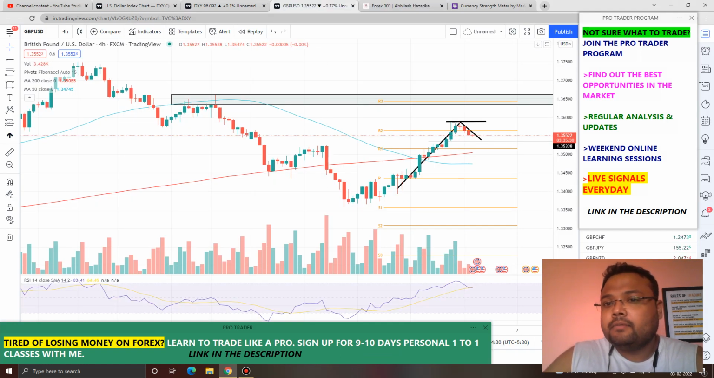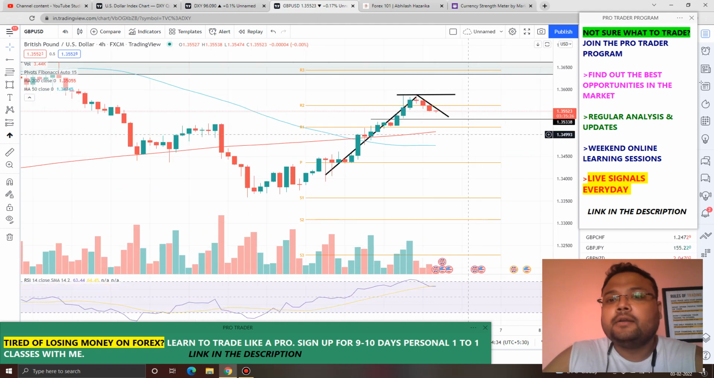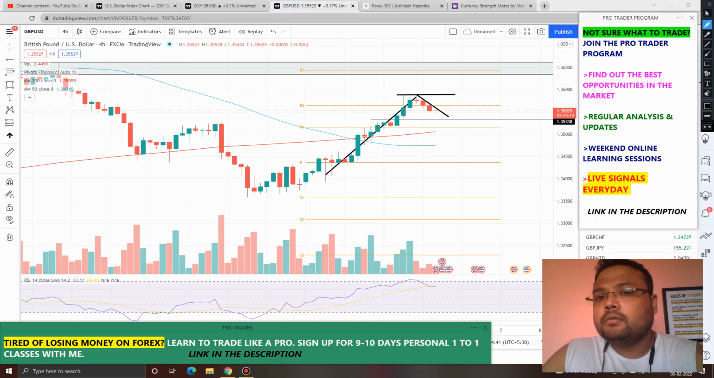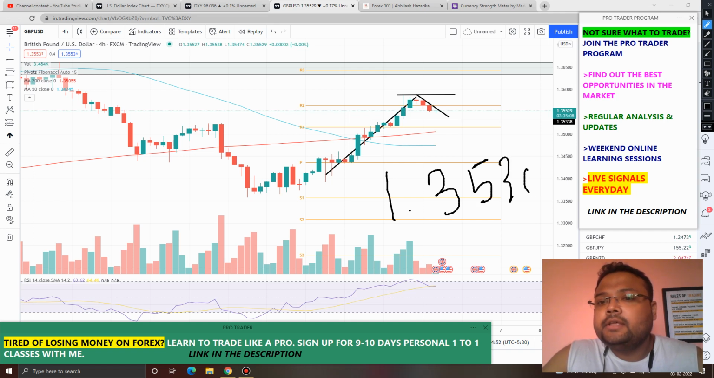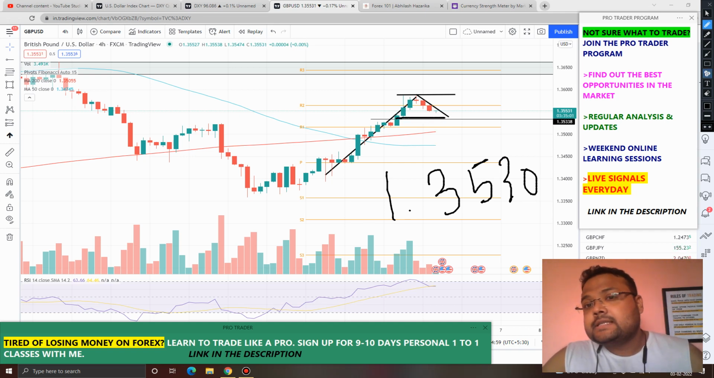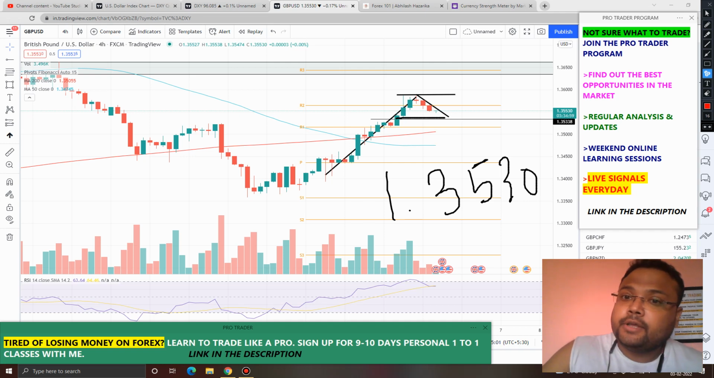Okay, as you can see, the market is trading at 1.3552. This is the current market price here, and it looks like a bullish flag pattern. You can see that after this run, there is some consolidation going on in the market. So the first level that I am giving you is 1.3530. If the market comes down to this particular level and bounces, this can be your first trading opportunity.